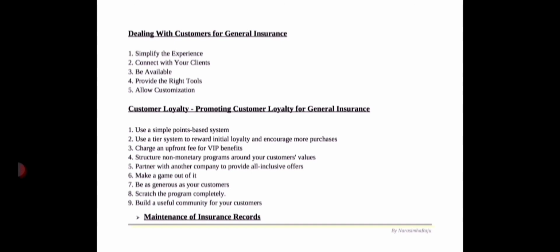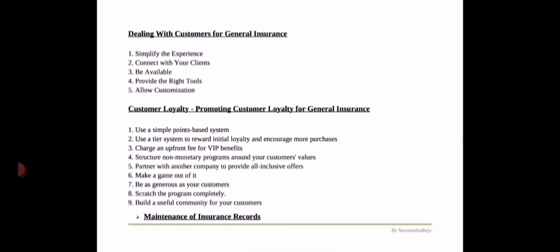those specific obstacles. And coming to the next one, structure non-monetary programs around your customers' values. While any company can offer promotional coupons and discount codes, some businesses may find greater resonance with their target audience by offering value in ways unrelated to money. This can build a unique connection with customers' trust and loyalty.